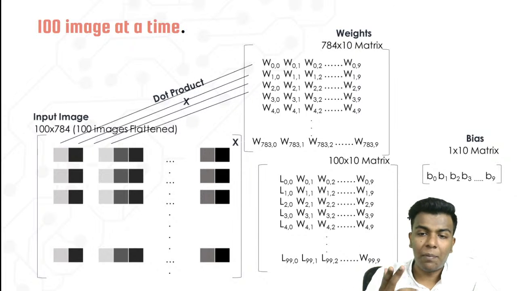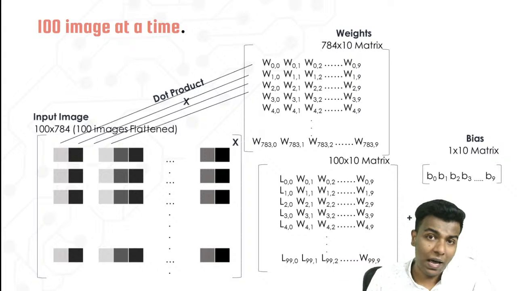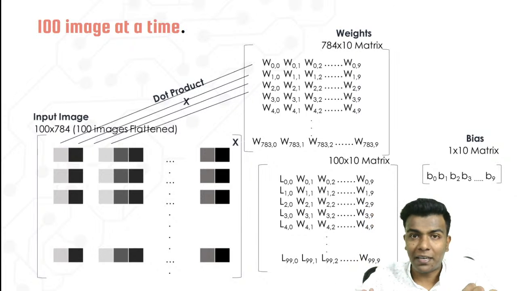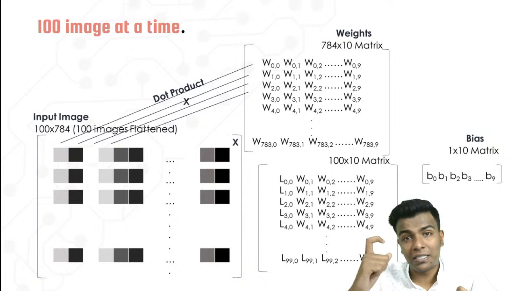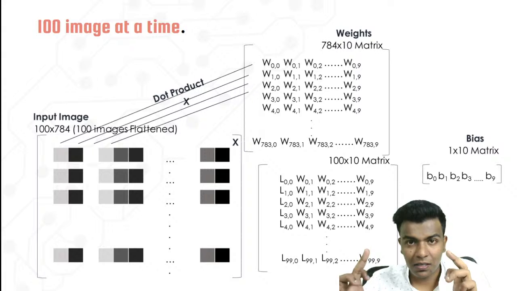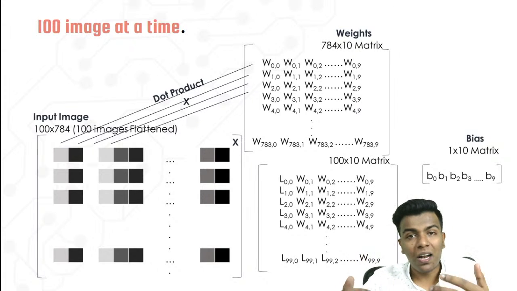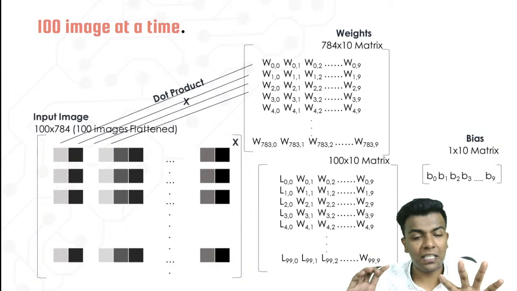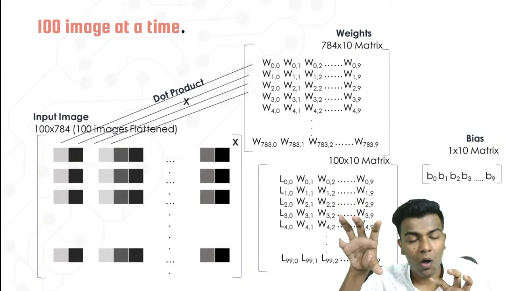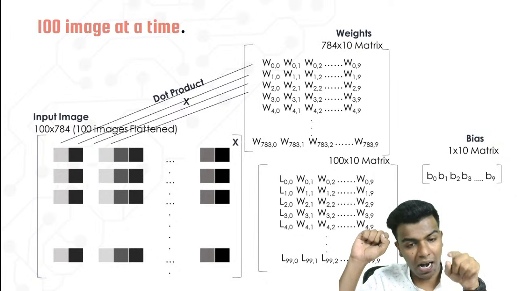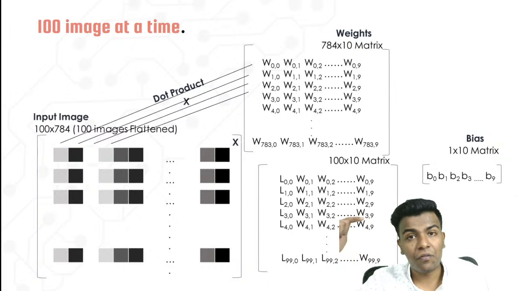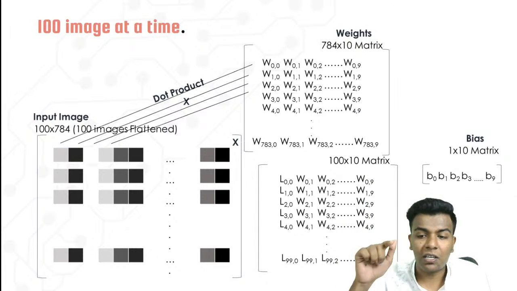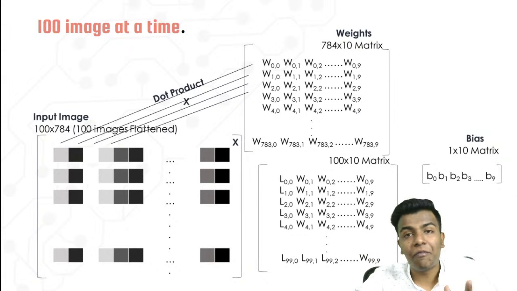So what is going to be the matrix? W00, W01, W02, likewise up to W09, and the rows go from 0 to 783, completely 784. So the matrix size is going to be 784 cross 10, and that matrix is W. Now we need to do the matrix multiplication of x and W. Taking the first matrix, 100 cross 784, and the weights, 784 cross 10, while doing matrix multiplication the 784 gets cancelled. So the final matrix is going to be 100 cross 10.